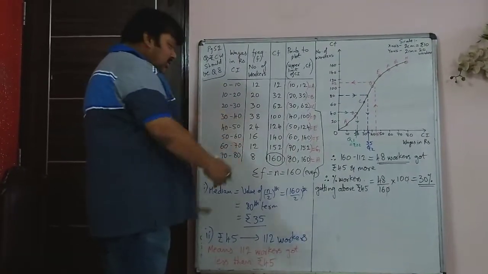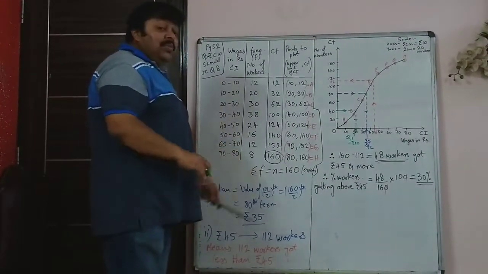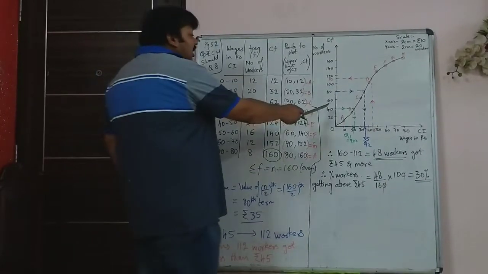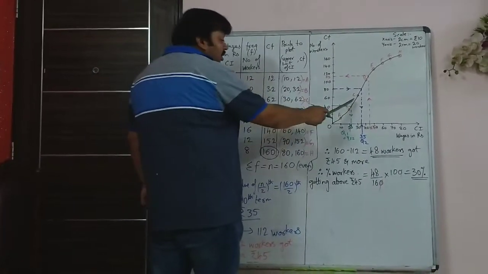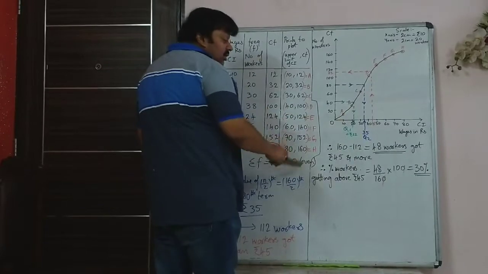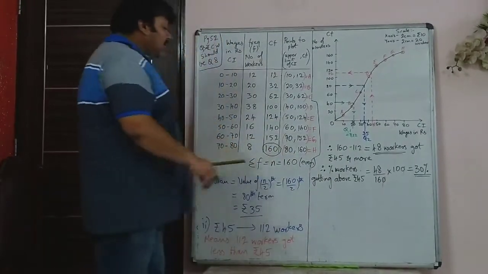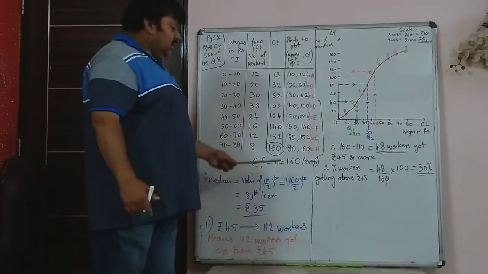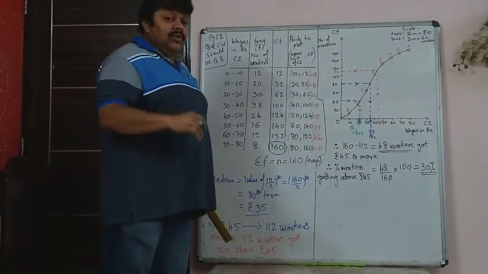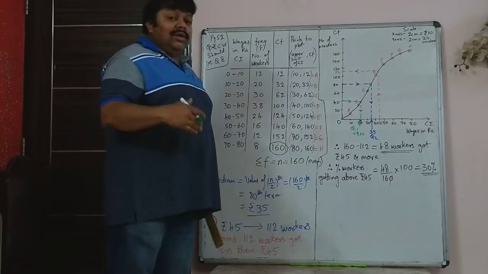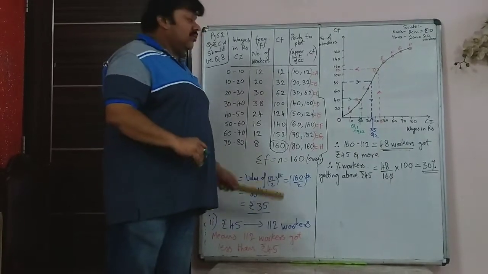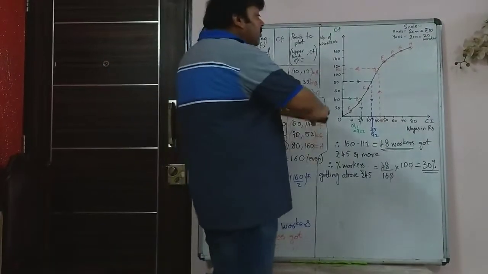And I will write it down. This is what? N upon 4th. 160 upon 4, the 40th worker's wage is rupees 22. Then how do you find the upper quartile? That will be 3 into n upon 4. So 3 into 160 upon 4, that would be the 120th worker's wage.